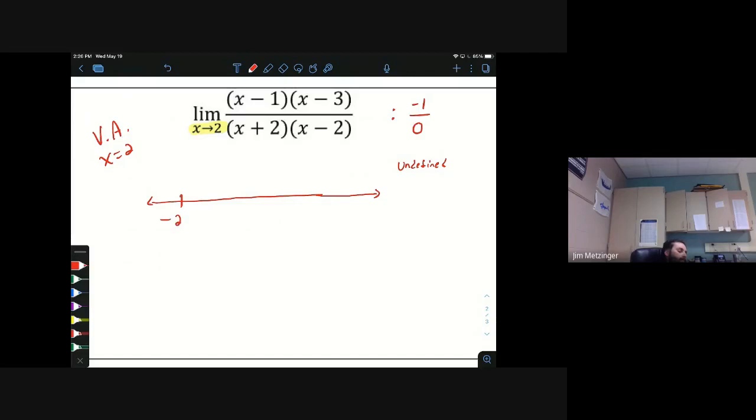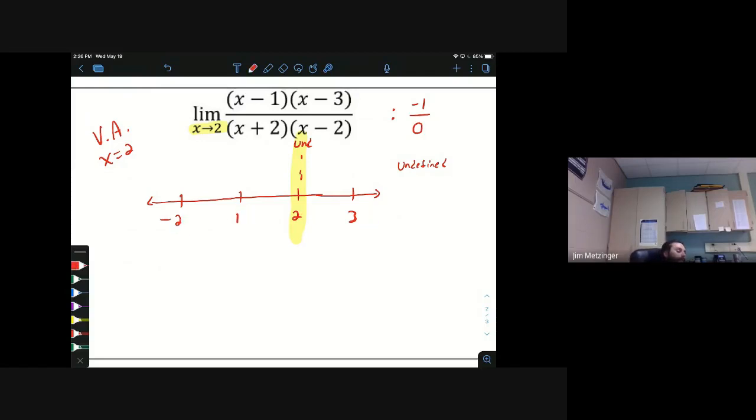Now, I don't have to test around all the numbers because I only care about this one. What is happening as I come at 2? Because technically it's undefined. Where did you get the 1, 2, 3 from? 1 makes the top 0, 3 makes the top 0, -2 makes the bottom 0, 2 makes the bottom 0. You put all of them on the number line because they make sure that you don't go too far away from the number you want to test around.